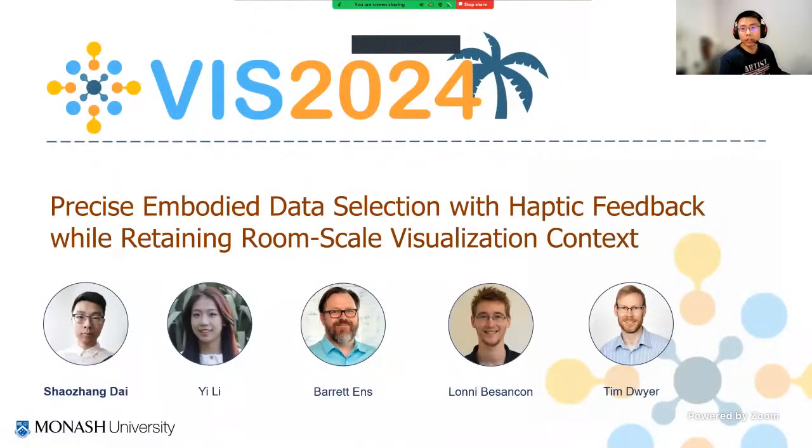Okay, hello everyone. My name is Shaozhang Dai. I'm a PhD candidate at Monash University in Melbourne, Australia. And I will be presenting our work on precise embodied data selection with haptic feedback while retaining room scale visualization context.